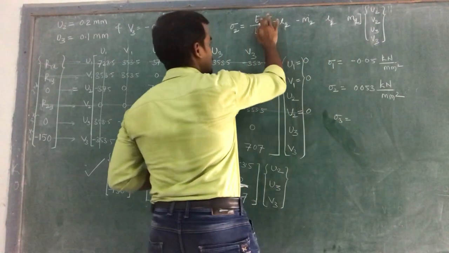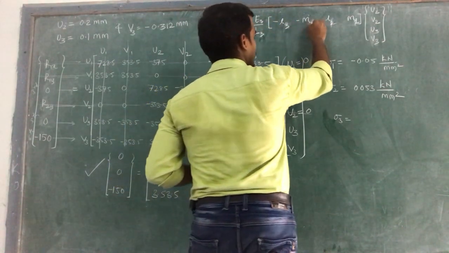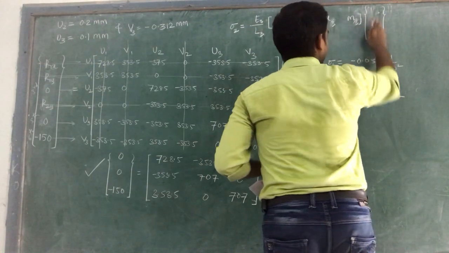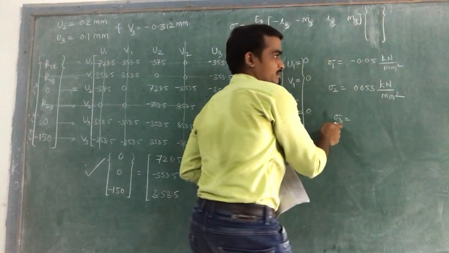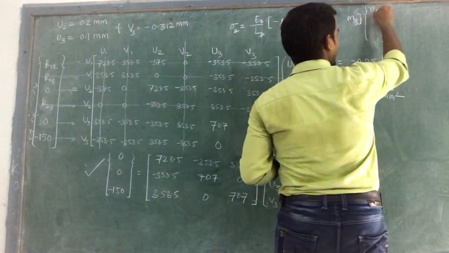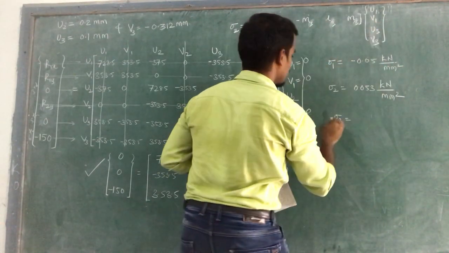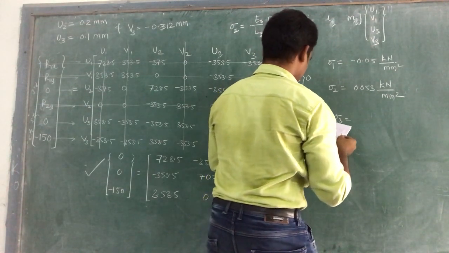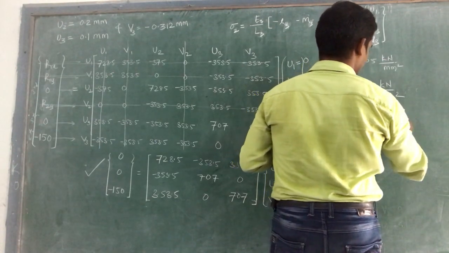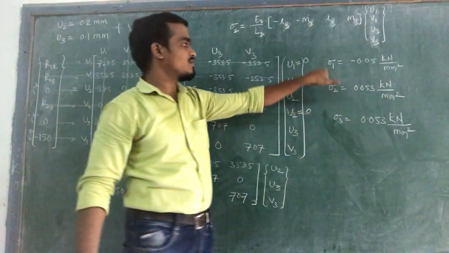Then finally sigma 3. For sigma 3 the changes will be E3 by L3, and L3 M3 L3 M3. The connectivity of the third element is between node 1 and node 3. So node 1 is U1 V1 and node 3 is U3 V3. Put all these values, and you will get sigma 3 as 0.053 kilonewton per mm square. Okay, so in this way you will get sigma 1, sigma 2 and sigma 3.